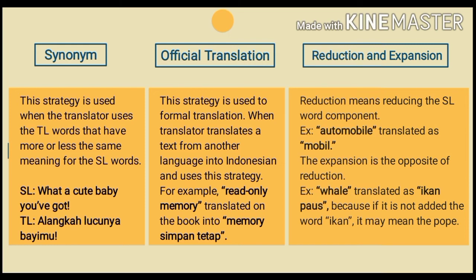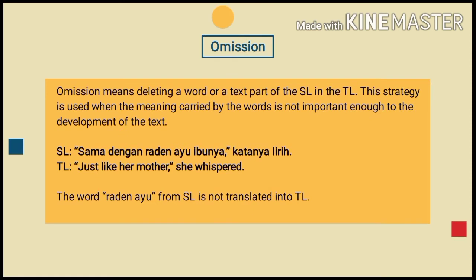The reduction and expansion. Reduction means reducing the source language word component. For example, automobile translates as mobil. And the expansion is the opposite of reduction. For example, whale is translated as ikan paus, because if the word ikan is not added, it might mean the pope.